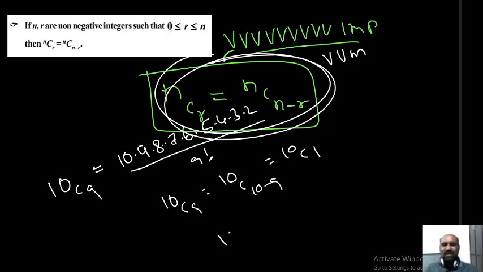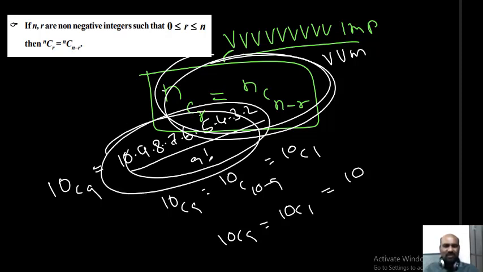10C1 only. So 10C9, now what can I say? 10C1. Easily you can find the 10C1 value, 10 only, no? So finding this directly is very difficult, no? 10C9 is given. We want to find its value by using the formula or without using the formula.